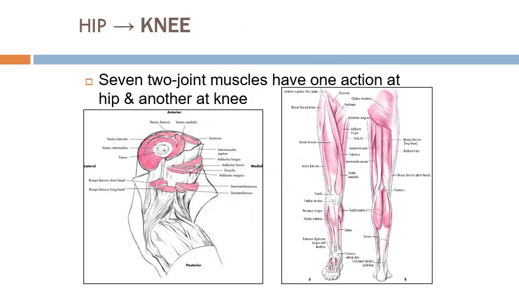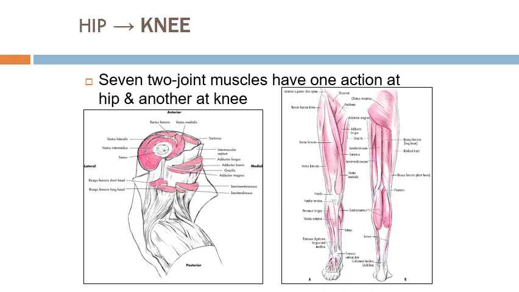Now, as was previously discussed, we have 7 two-joint muscles. One has an action at the hip and the other has an action at the knee. I am actually going to be posting a discussion board, and in the discussion board, I want each of you to list the 7 two-joint muscles. Go in, post it right in the section where you could submit it, and submit the 7 two-joint muscles.